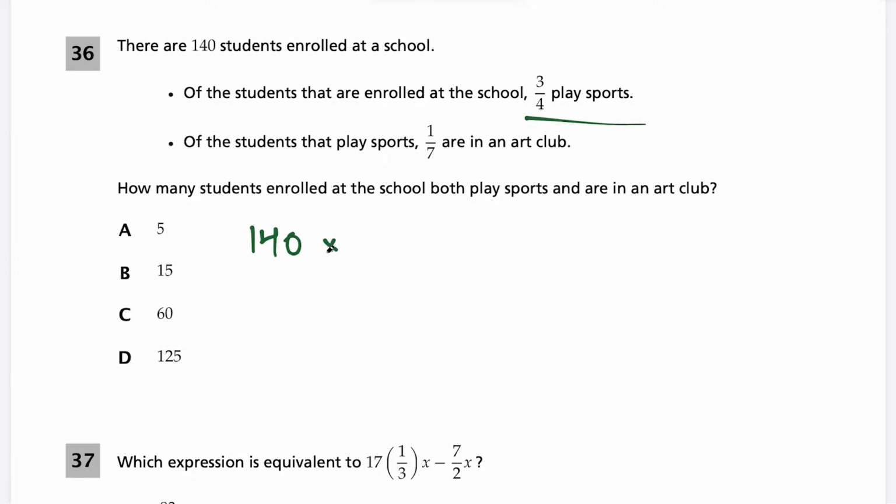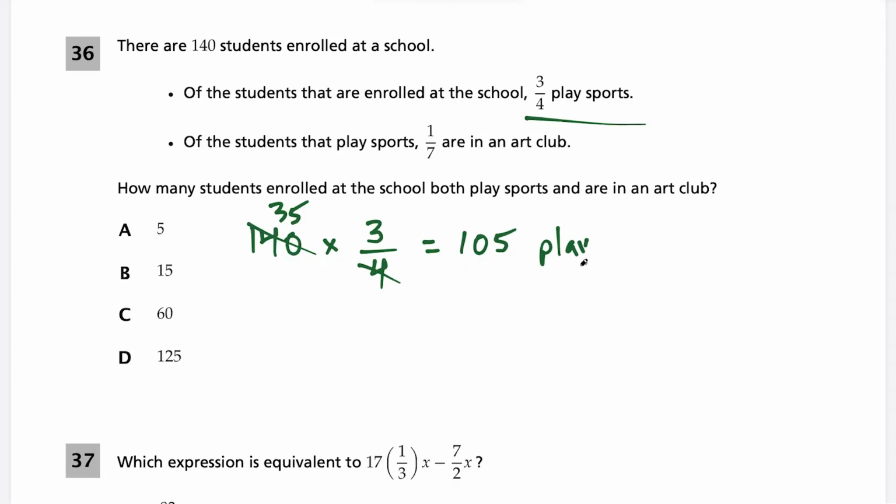So we're going to take 3/4 of 140, and this we could just use a calculator, or we'll just do this by hand. So if I do 140 divided by 4, that's going to give us 35. A little mental math trick: when you want to divide a number by 4, just divide that number by 2 twice. So I take half of 140 is 70, and half of 70 is 35. And now 35 times 3 is 105. So this tells us that 105 students play sports.